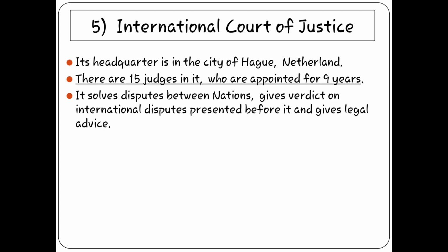Now, the fifth organ of the United Nations is the International Court of Justice. This is the highest court in the world. Its headquarters is situated in the city of Hague in Netherlands. Here we have 15 judges and they are appointed for a period of 9 years. They solve the disputes between nations, give verdict on international disputes presented before it, and give legal advice.